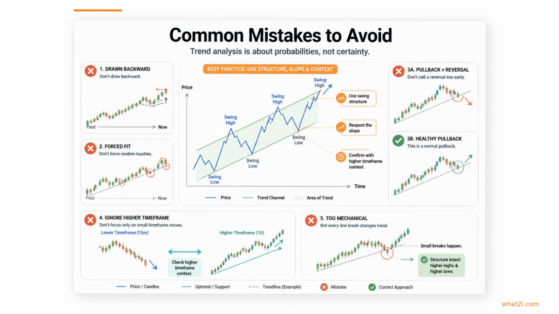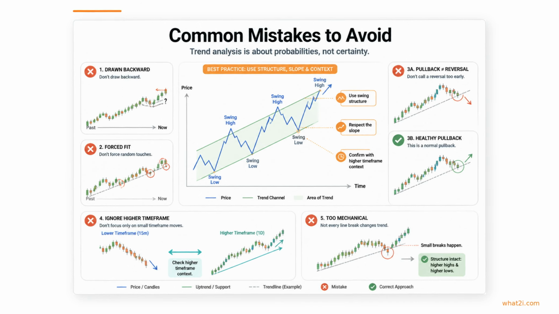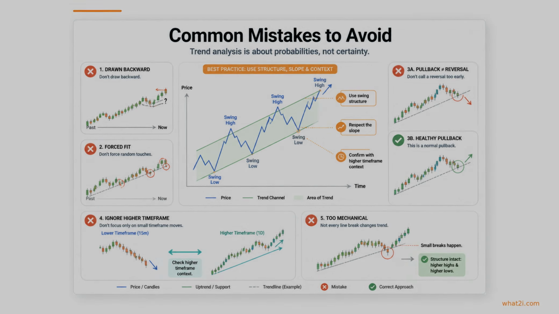Trend analysis works best when you stay objective and avoid forcing the chart to agree with your opinion. One mistake is drawing trend lines backward from the current price, instead of letting the actual swing structure guide you. Another is forcing lines through random points just to create a pattern that is not really there. Many people also mistake every pullback for a reversal, especially when they ignore the larger time frame. And some use trend lines too mechanically, as if one small break automatically changes the whole trend. A better approach is to combine structure, slope, and context, and remember that trend analysis is about probabilities, not certainty.